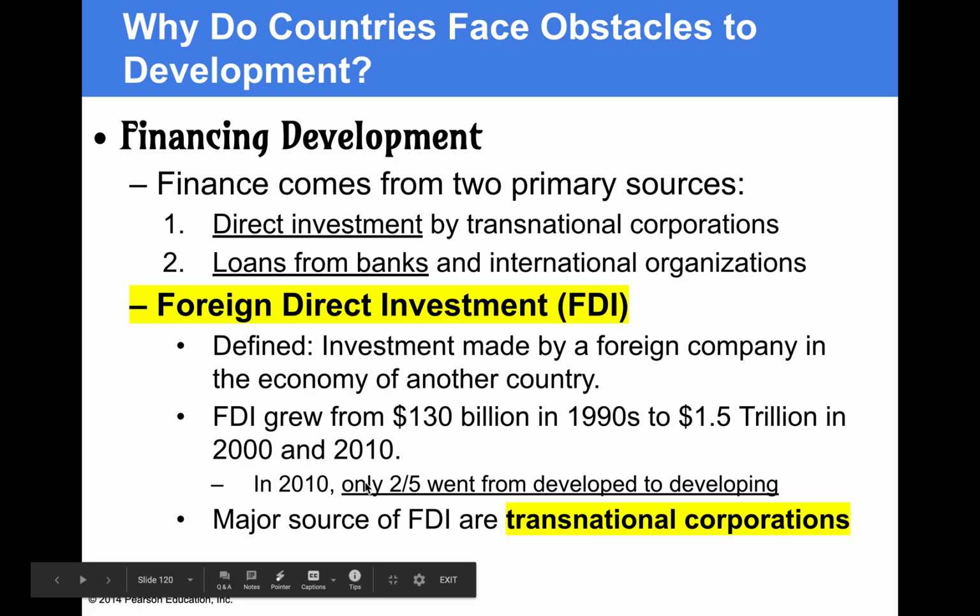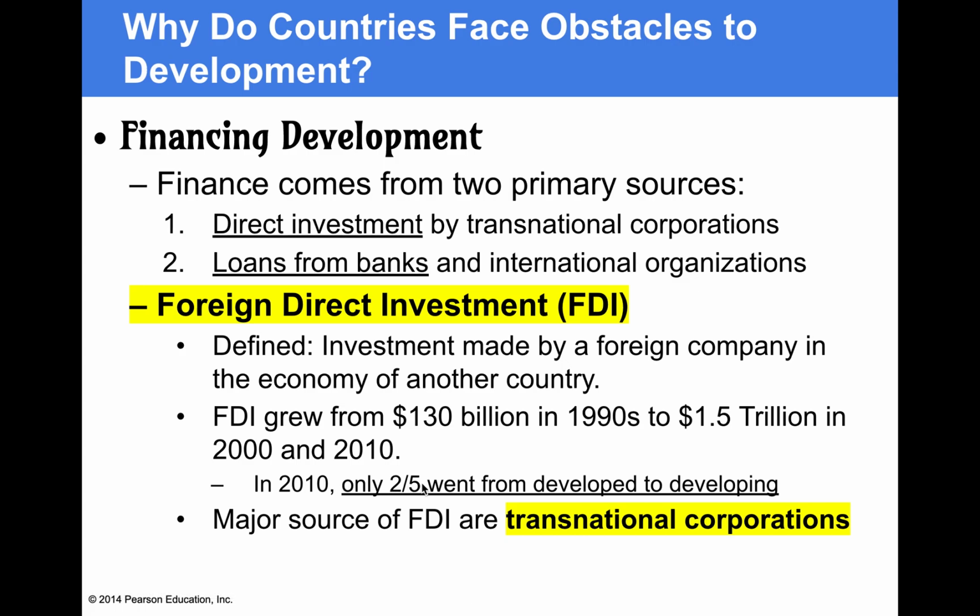Investments in 2010, only 2/5 went from developed to developing countries. In fact, only 1/3 of foreign direct investments went to developing countries in 2016. When we look also at 2016, there was an unequal flow to developing countries. Most of the 1/3 that went to developing countries went to China, Singapore, Brazil, Russia, or Mexico. So again, there's unequal distribution of the foreign direct investments.